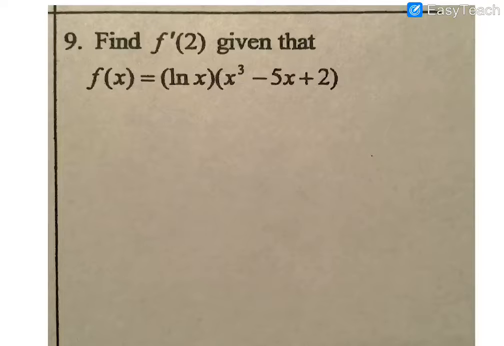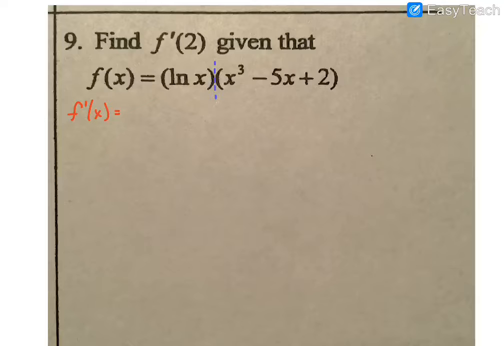So, f prime of x. First, and probably most important thing you need to notice, is that the function is natural log of x times the trinomial x cubed minus 5x plus 2. Hugely important. There are two factors being multiplied together. This means we need to apply the product rule. If you recall the product rule, the derivative of the first times the second plus derivative of the second times the first. So let's do that.